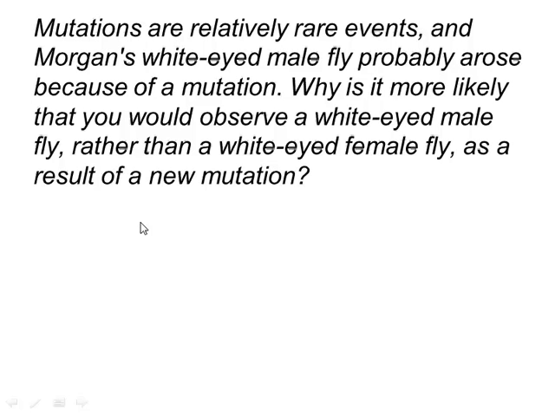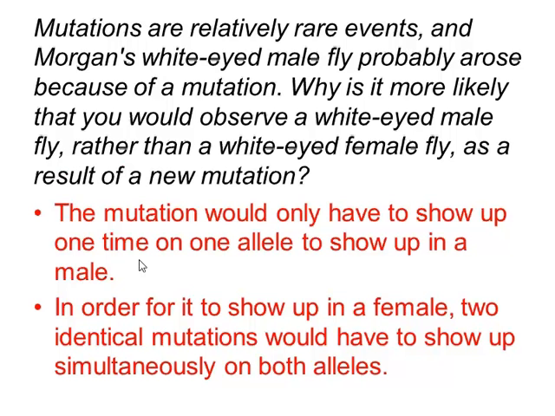Now these mutations are pretty rare, and Morgan's white-eyed male fly probably arose because of mutation. So why was it more likely that we got this mutation in a male than in a female? Well, I'm hoping that you thought about the fact that a mutation would only have to show up 1 time, 1 allele on one of the 2 chromosomes in a male. But for it to happen in a female, you'd have to have 2 identical mutations show up at the exact same time on both chromosomes in order to have that white-eyed phenotype show up all at once.